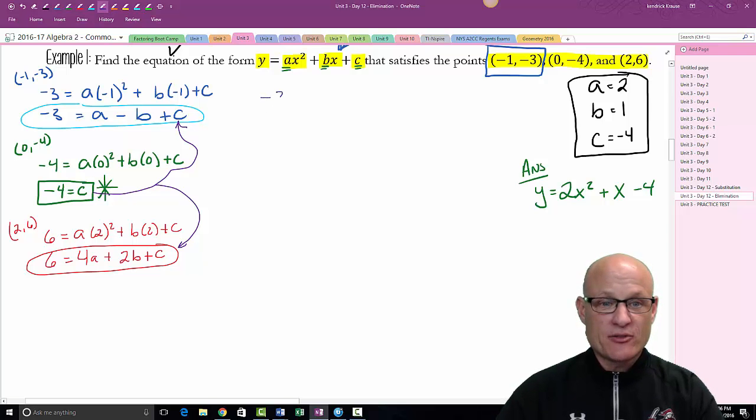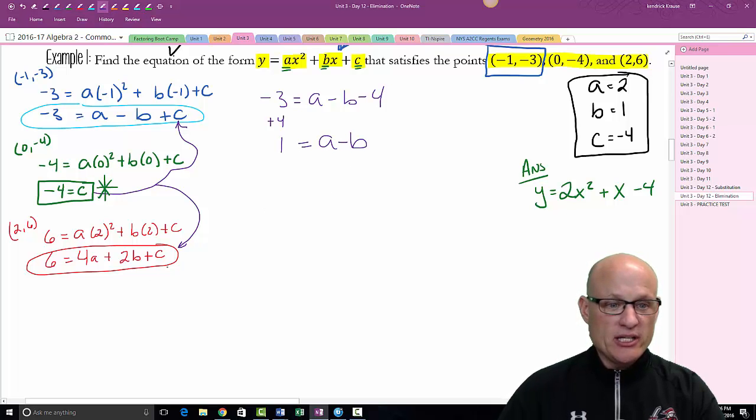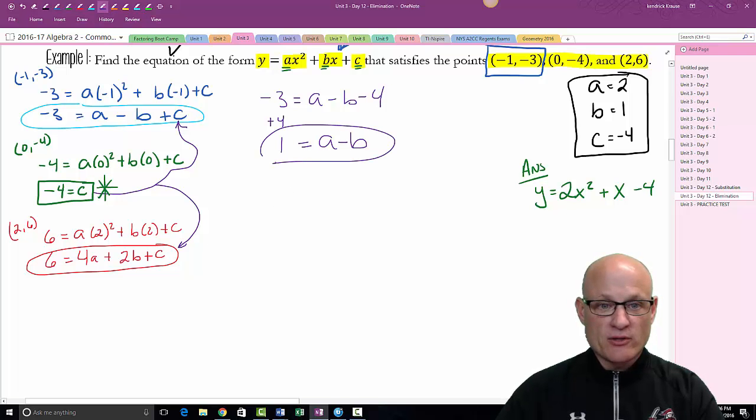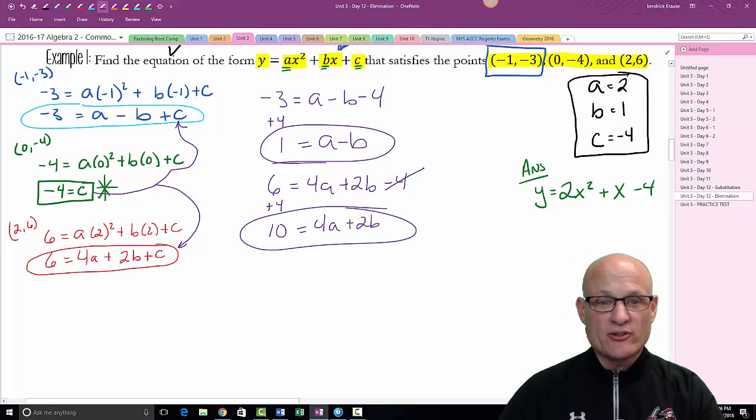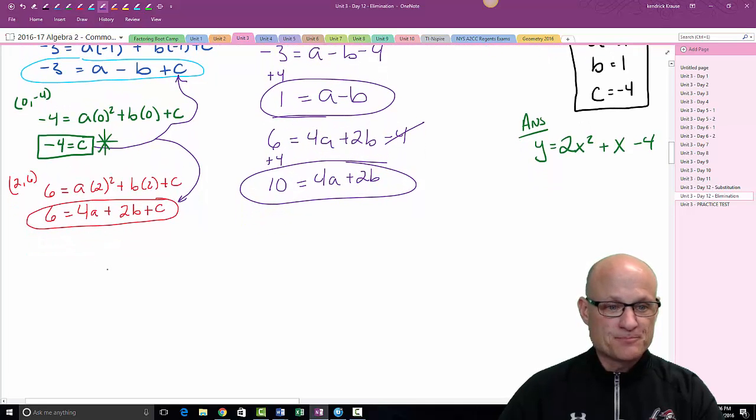So what we're going to have is -3 equals A minus B minus 4. Let me solve that. I'll add 4 to both sides. So I get 1 is equal to A minus B. My other equation is going to be 6 equals 4A plus 2B minus 4. I'll add 4 to both sides. So I get 10 equals 4A plus 2B. Now I'm going to work with these 2 equations and use the elimination method on them.